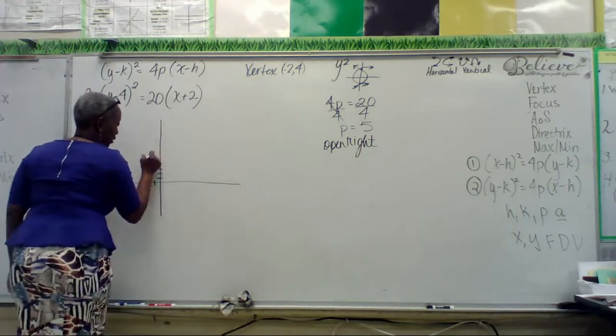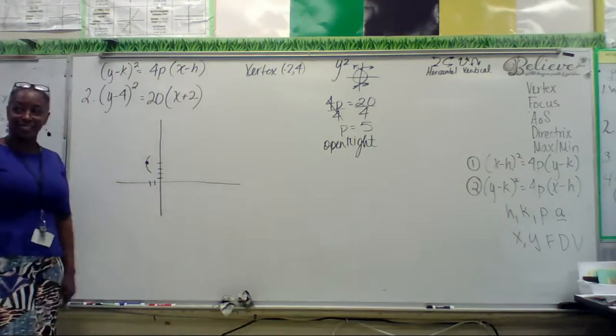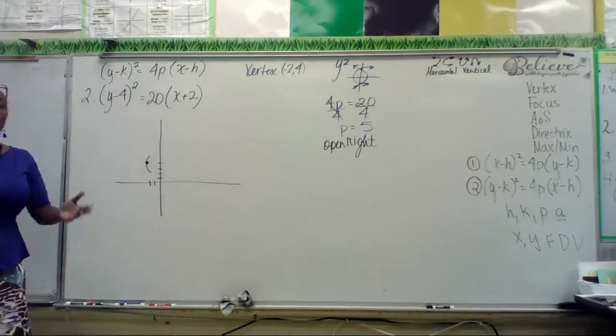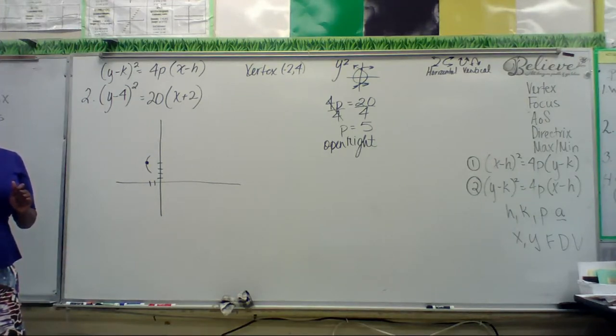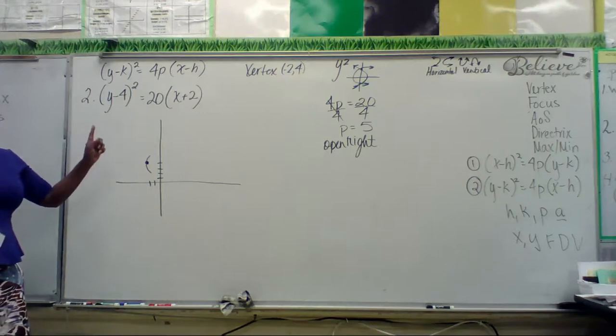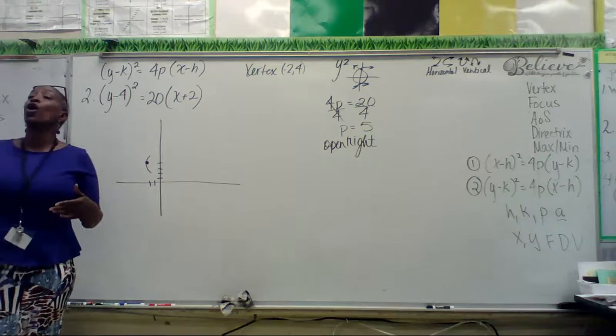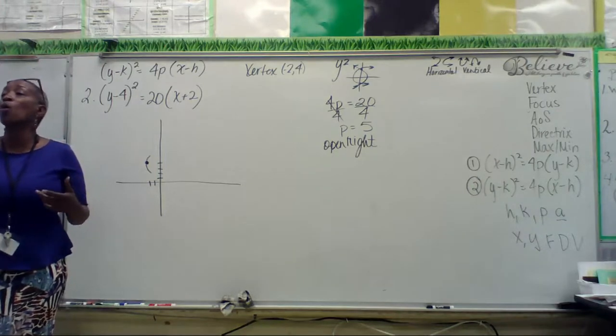Now that I know it's going to open right, I know where the vertex is, and the focus. I know where the focus is, and I also know where the directrix is. Chandra, where is the focus always going to be located? No, the vertex would be in the middle of the two. It's going to be up. Well, no, it's going to go side. Well, I'm asking a general question. Where is the focus always located?